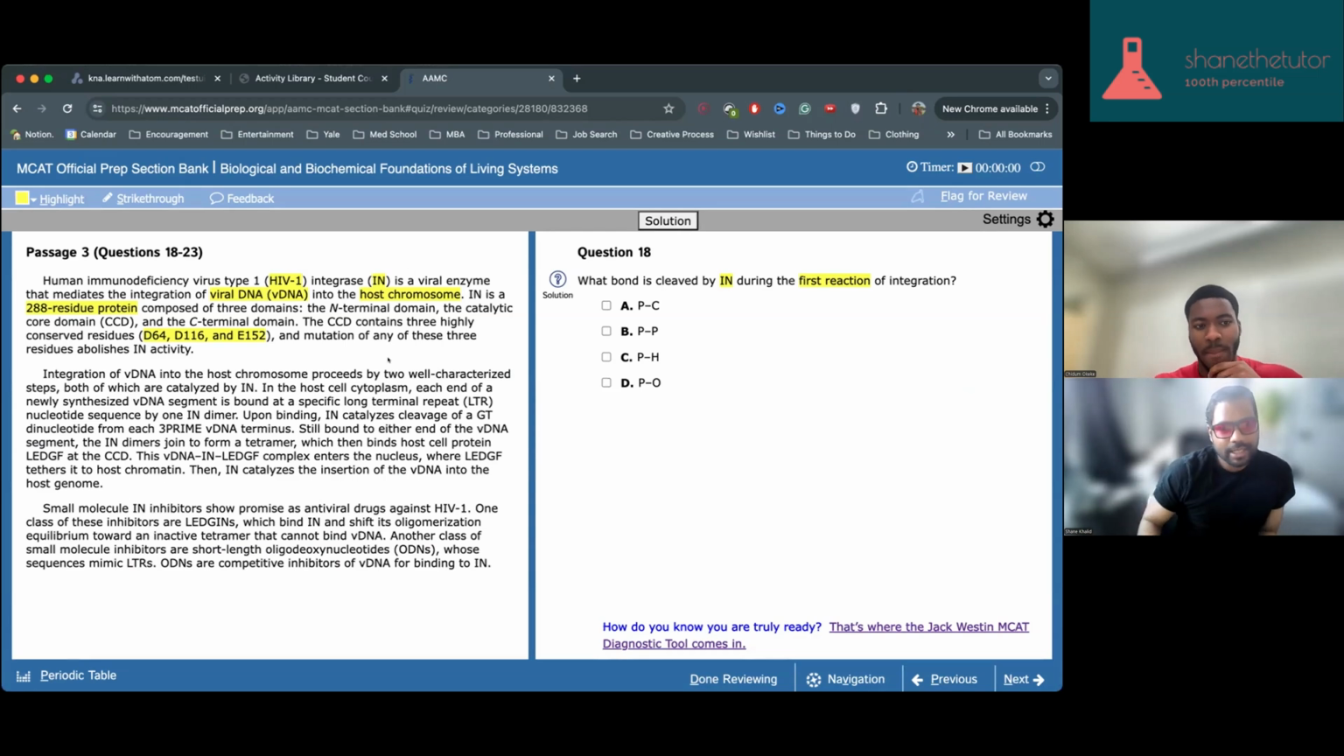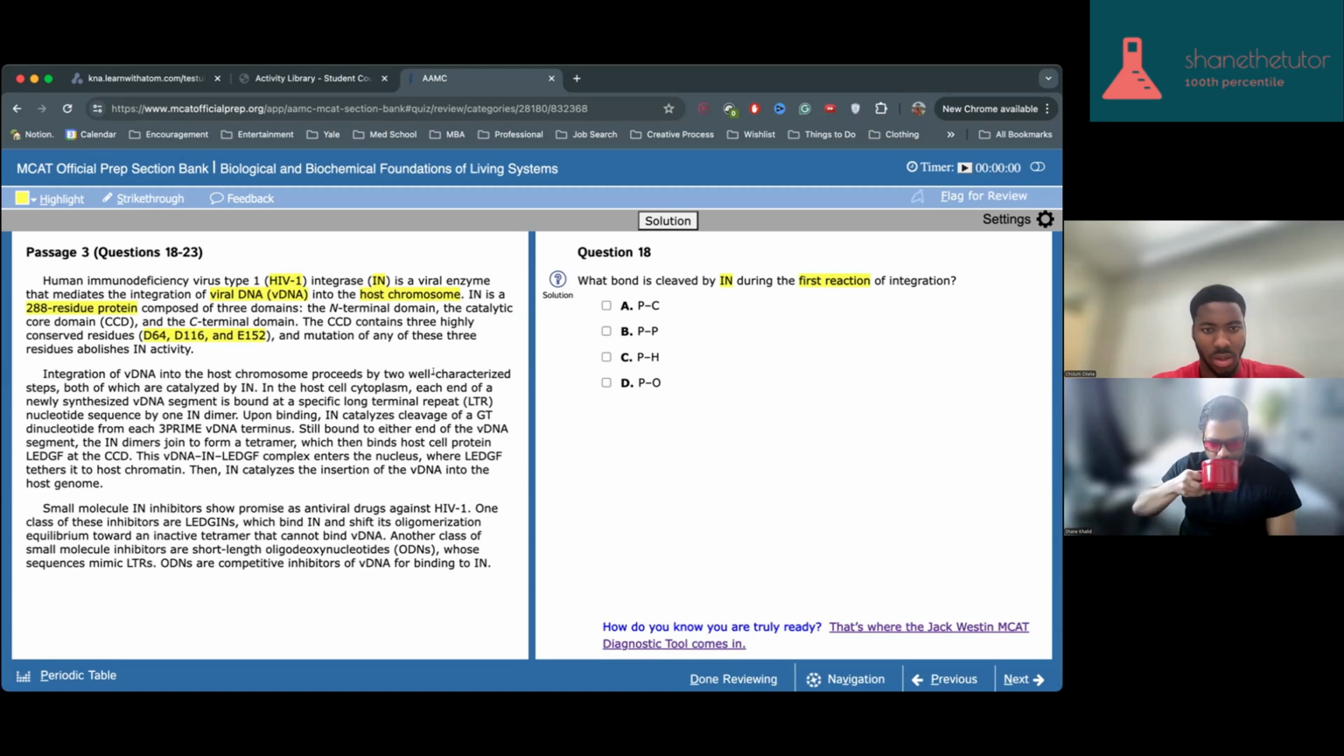Yeah, the reason that I put it that way is because we know that enzymes are proteins, but what makes an enzyme protein different from a regular protein? It'll have to have some active site. Okay, cool. So, integration of vDNA into the host chromosome proceeds by two well-characterized steps, both of which are catalyzed by IN.